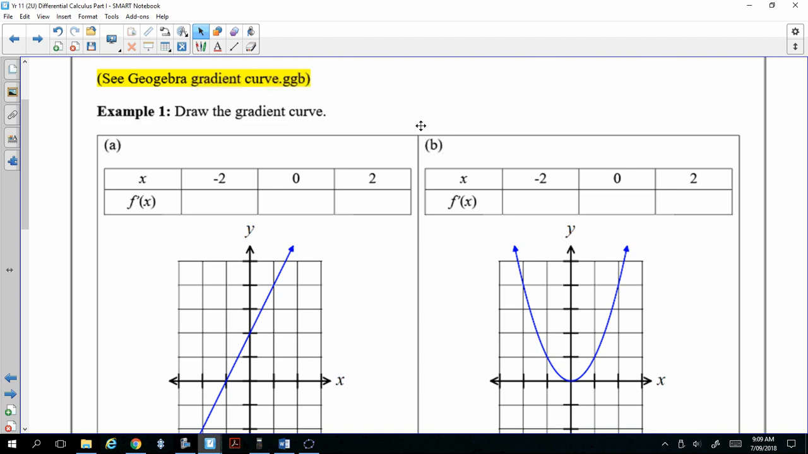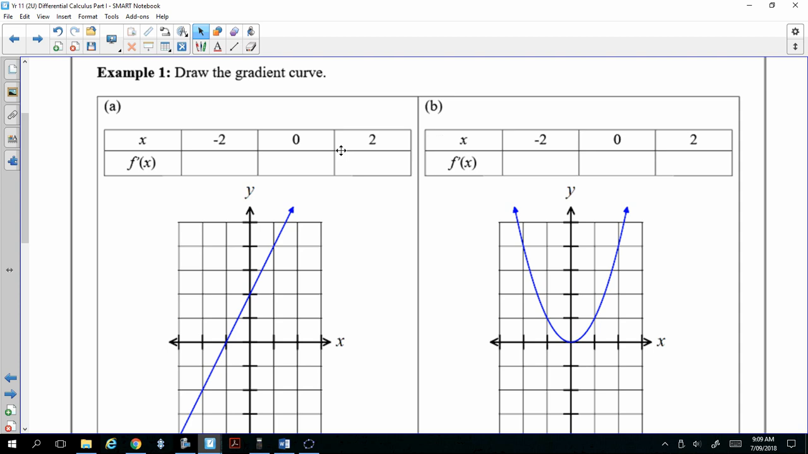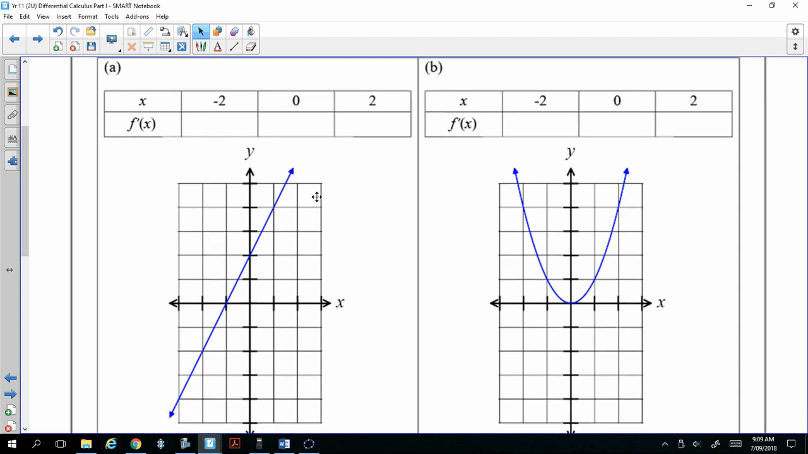So we're first going to look at things about 8.1, looking at how to draw the gradient curve. So we'll look at the first question. What's the derivative of the straight line at each of these x values? Let's start with -2. So at -2, what's the gradient there? If you draw the triangle, the gradient is 2 over 1, gradient is 2, right?